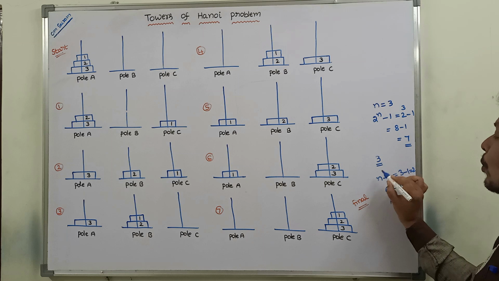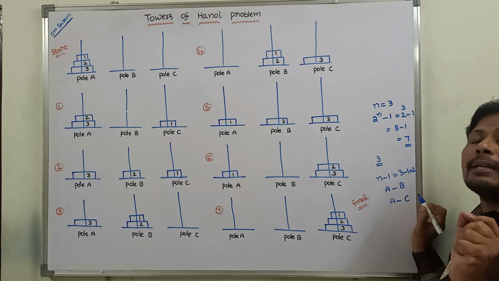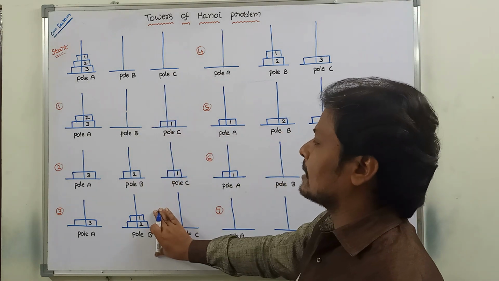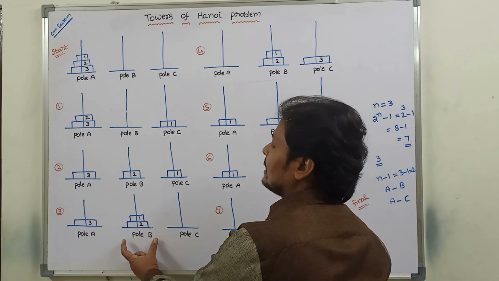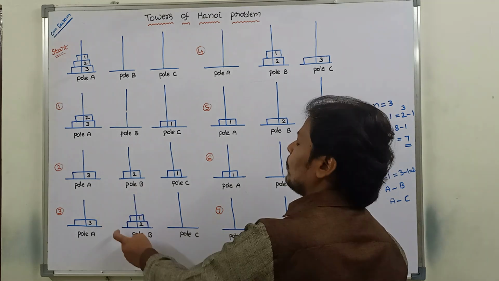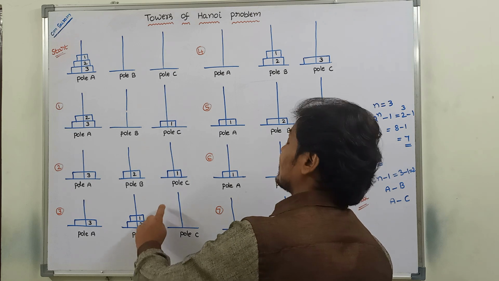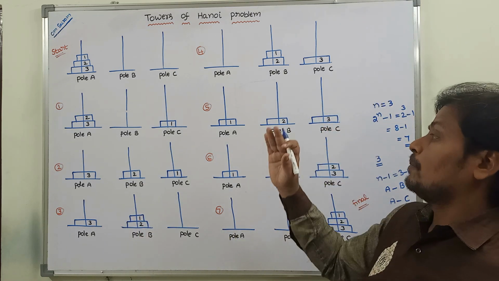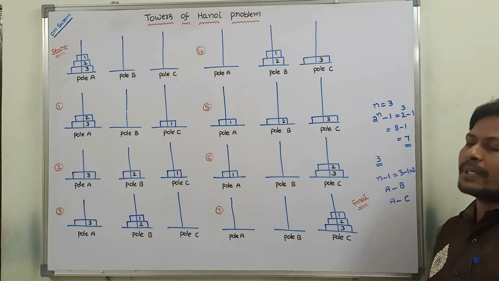To move two discs from pole A to pole B, we require 3 steps: first step, second step and third step. After completing the third step, n minus 1 discs have been moved from pole A to pole B. On pole B, n minus 1 discs are there, so that is 2 discs on pole B. For that purpose, 3 steps are required.